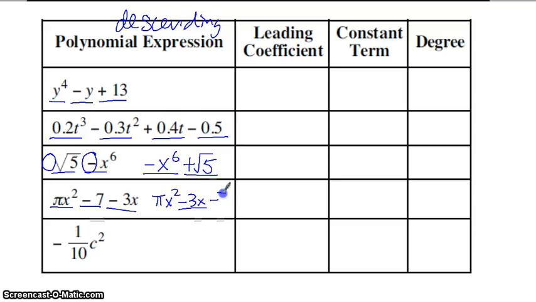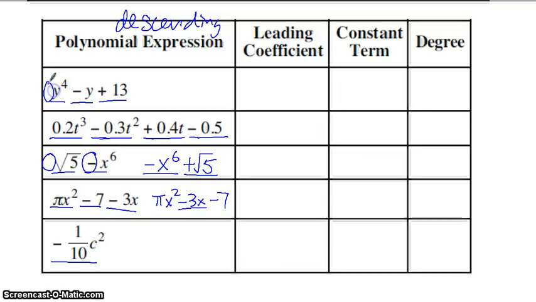This is the third term. You see when I underlined it, I also included the sign in front of it. The sign is part of that term. Finally, there's only one term here, so it is in descending order. Therefore, the leading coefficient is the coefficient of the highest term. Because you put it in descending order, it will be the one in the front.